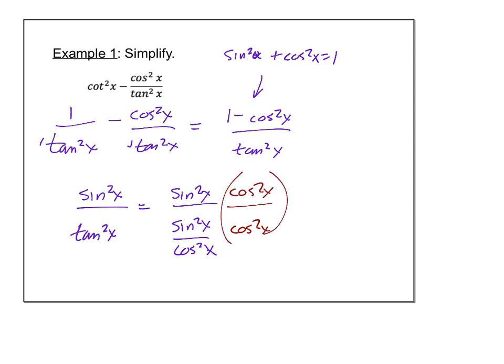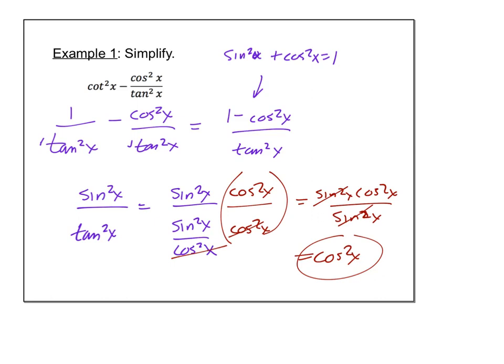So I multiply both the top and bottom by the very bottom, by 1. So that cancels out. I'm left with sine squared x cosine squared x all over sine squared x. So that cancels out, that cancels out, and I'm just left with this. So after all that, all I end up with is cosine squared x. Okay?